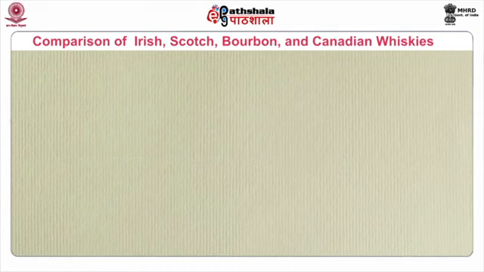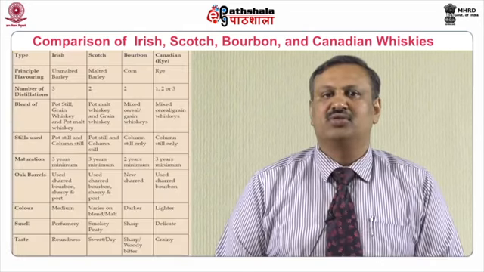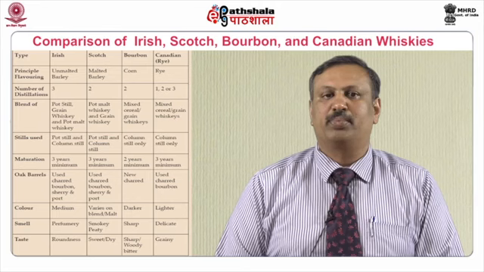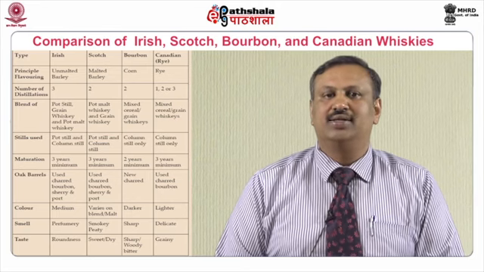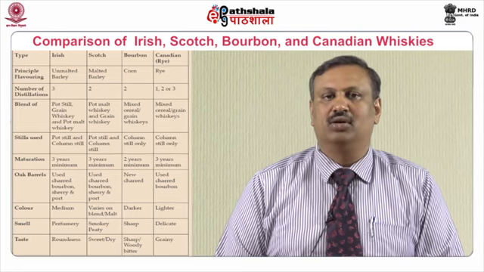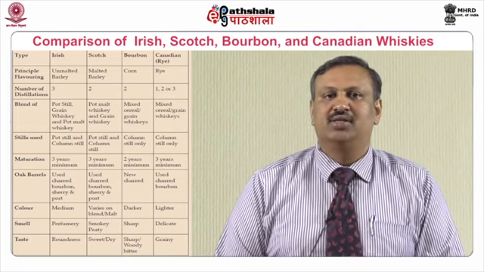Now, we are discussing the comparison of Irish, Scotch, Bourbon and Canadian whiskies on the basis of service of whiskey. Scotch whiskey and Irish whiskey are served straight or with a splash of spring water or ice in an old-fashioned glass. Malt whiskey is served straight with a few drops of spring water, while Canadian whiskey is served straight or on the rocks or with a splash of soda water.